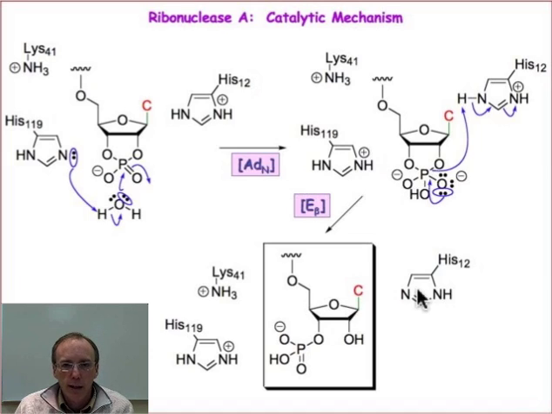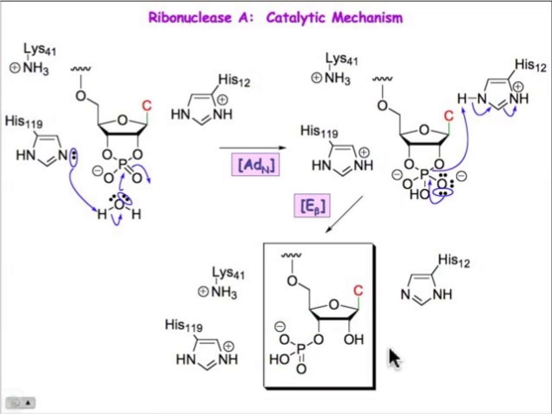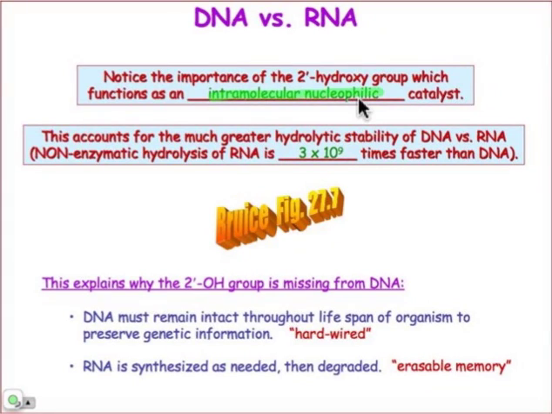That leaves histidine 12 in its original form, this neutral form, and histidine 119 has been left in its protonated form. We have the phosphomonoester on the end of the pyrimidine-containing nucleotide, and the result is we've cleaved the nucleic acid into two. So to summarize, basically the key difference, the key pathway that's opened up by that 2' hydroxyl group is this intramolecular nucleophile catalyst pathway that makes this cyclic phosphodiester intermediate.